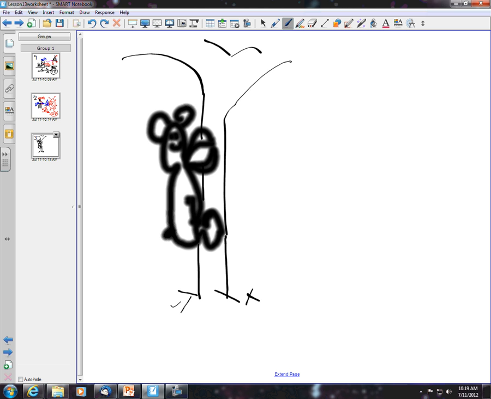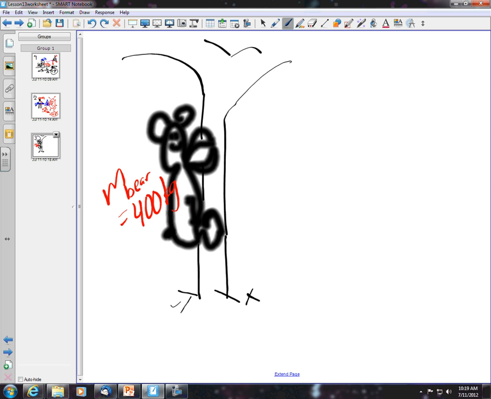His or her mass is 400 kilograms. Mass of the bear. That's a pretty heavy bear, and more than 4 times my mass.